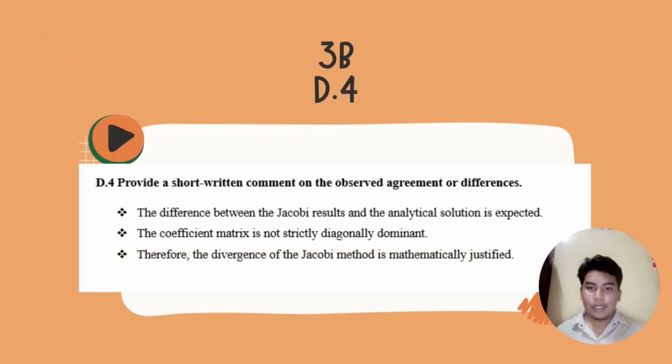Finally, the difference between the Jacobi result and the analytical solution is expected. This is because the coefficient matrix is not strictly diagonally dominant, which is a key requirement for the Jacobi method to converge. As a result, the iterative values diverge instead of approaching a stable solution. This indicates that the Jacobi method is not suitable for this system. Hence, the divergence observed is mathematically justified and consistent with theoretical expectation.